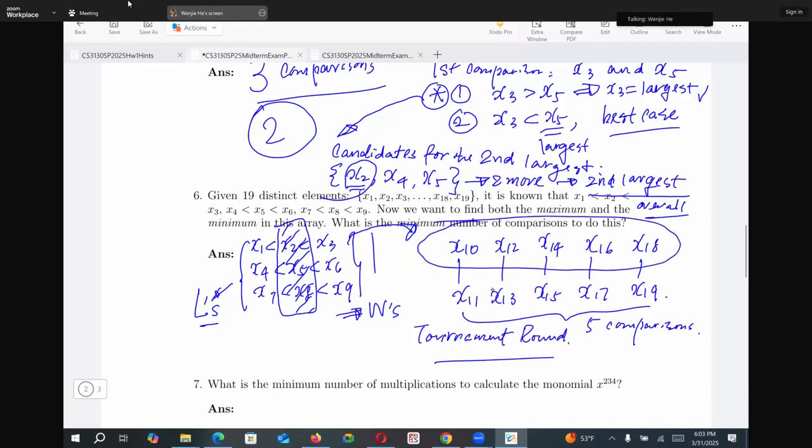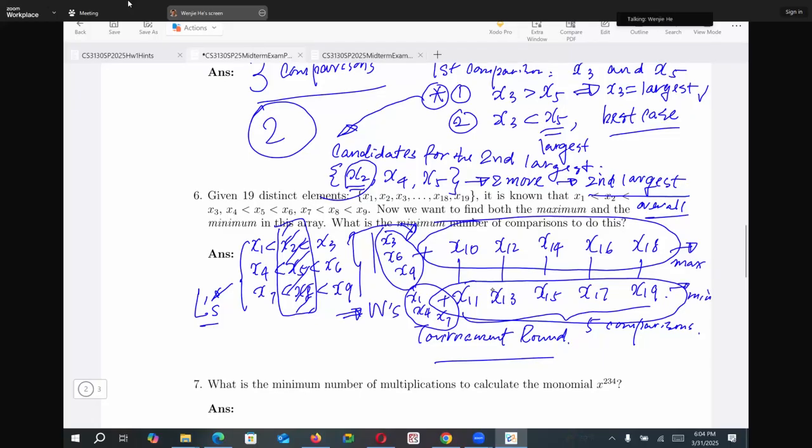When you form the winners group, you need to add 3 elements: x3, x6, x9. These 3 are added to the winners group. To the losers group, you need to add x1, x4, x7. Then you find the max and the minimum. So the tournament is 5 comparisons, all right?